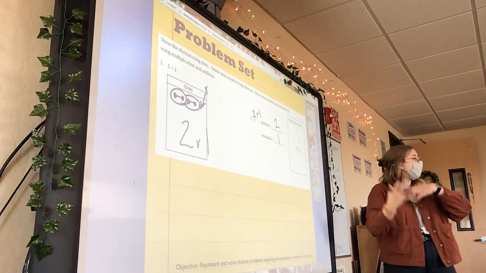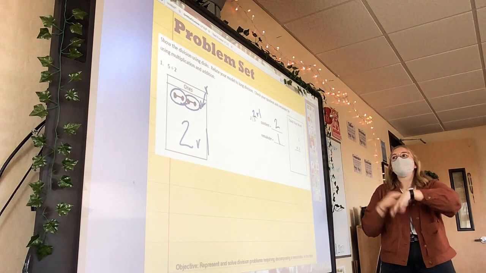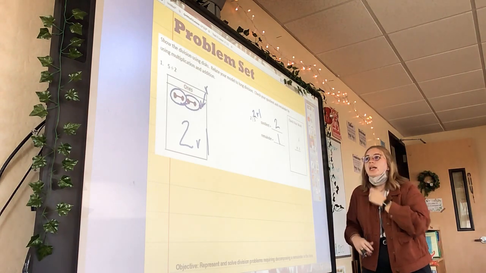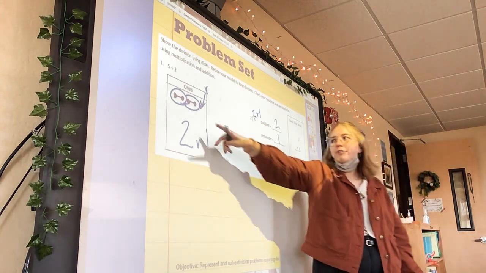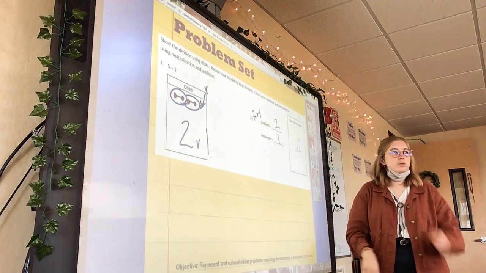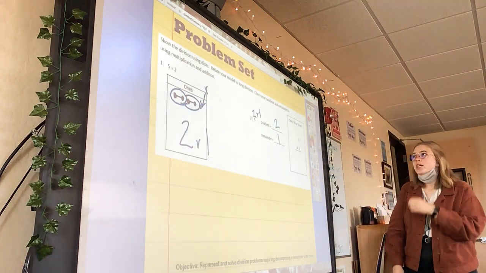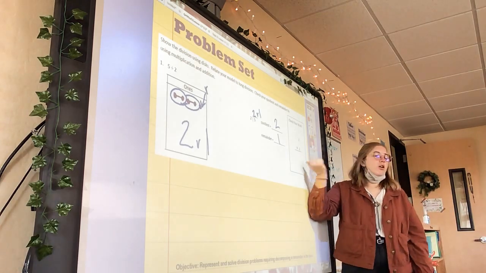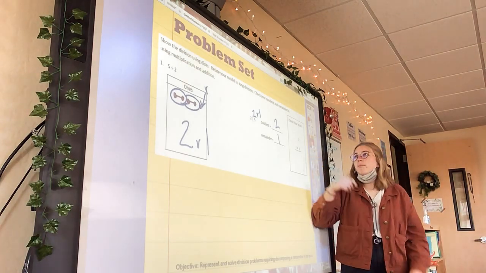So you guys, this is what your homework will look like. It's not the same problem, but it'll be similar stuff. I did 5 divided by 2, I circled groups of 2, and I was able to make 2 groups of 2 with 1 remaining. Over here, it already wrote it for you.